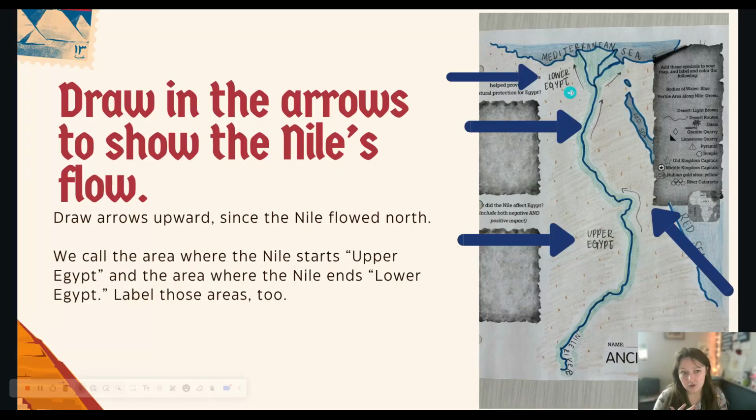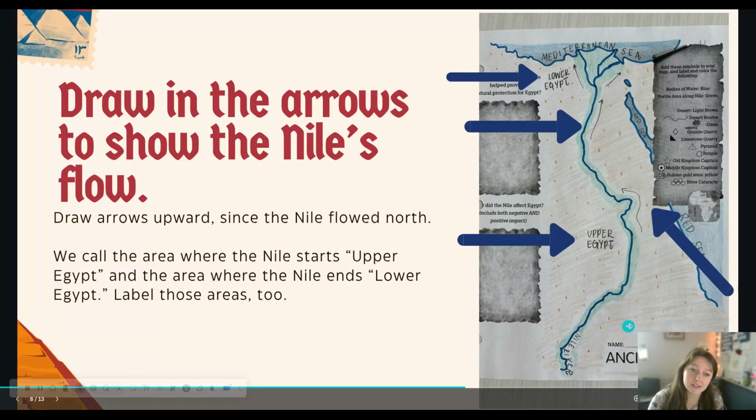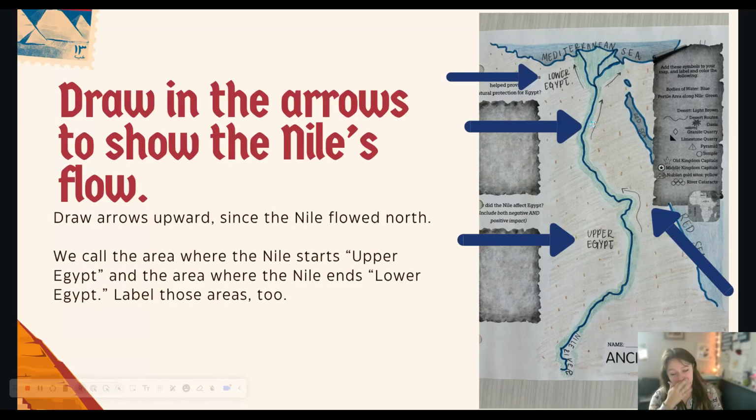Now you might think that these two should be reversed, but because this is up the Nile River towards the start, we call it Upper Egypt, and Lower Egypt is towards the end of the river. So go ahead and label those areas too.